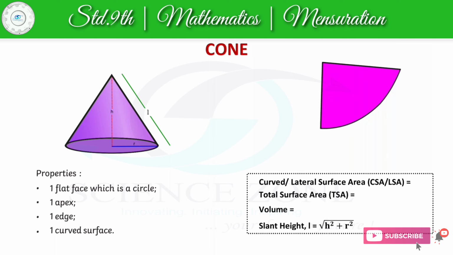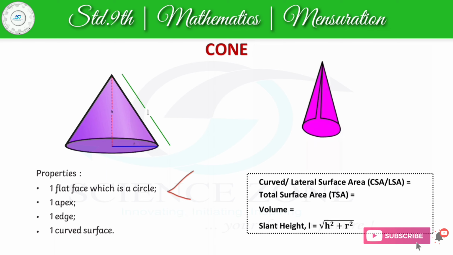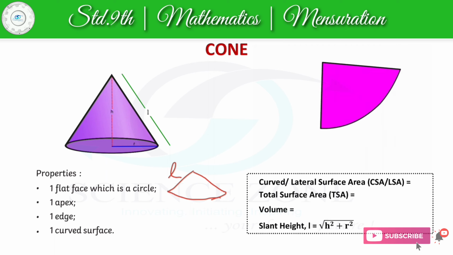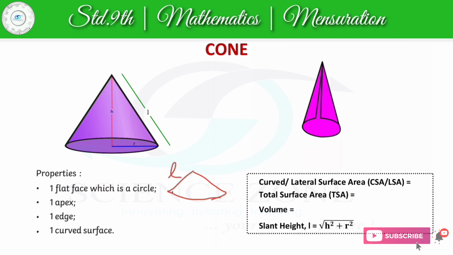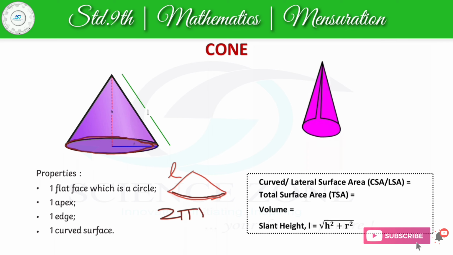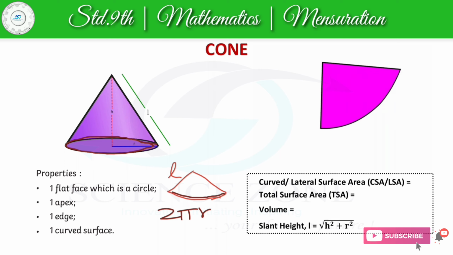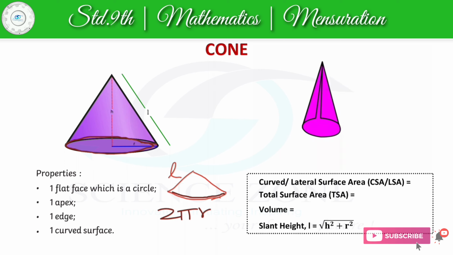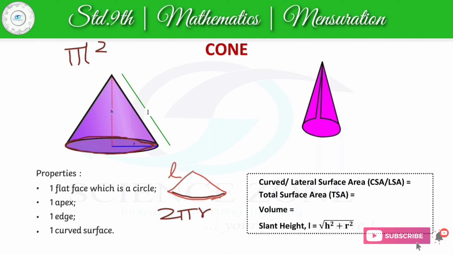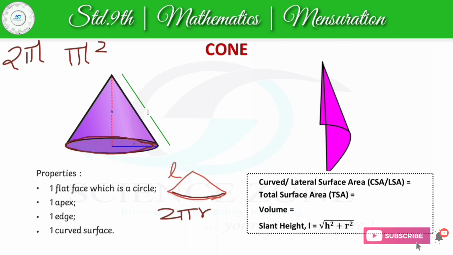By cutting the cone along its slant height, we will get a sector shape. This sector shape will have L as its radius, and the length of the arc of this sector will be equal to the circumference of the base of the cone, that will be 2 pi r. Now, this sector from which the cone is formed must be a part of a larger circle with radius L. Area of that circle will be pi L square, and the circumference of that circle will be 2 pi L.